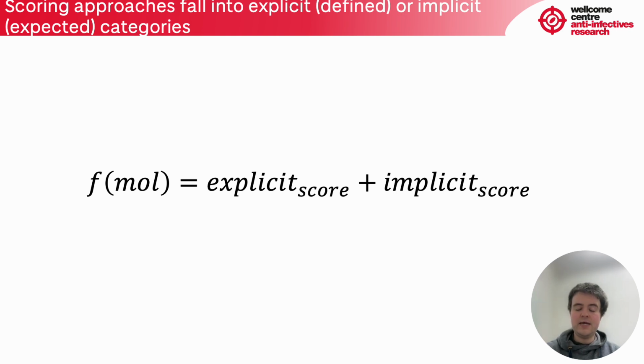Now on the slide here, I've shown, for example, a simple function, explicit score plus implicit score. However, that need not necessarily be the case. There are multiple different ways to combine explicit and implicit scoring, and that is a wide variety of tools which we're not going to talk about too much today. Instead, the real focus is about understanding the difference between explicit and implicit scoring.